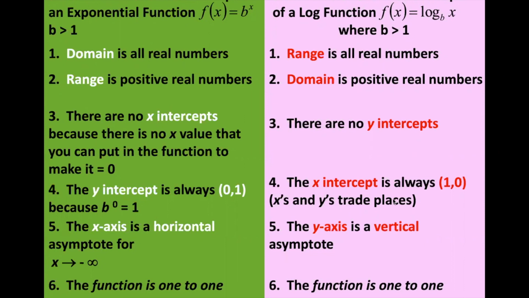The x-intercept is (1, 0). Again, this is in the form of the function f of x equals log of x to the base b, b is greater than 1, and f of x equals b raised to x, b is greater than 1. So you have (0, 1) and (1, 0) respectively. Horizontal asymptote for the exponential function, and vertical asymptote for the logarithmic function. And the two functions are one-to-one because they are inverse of each other.